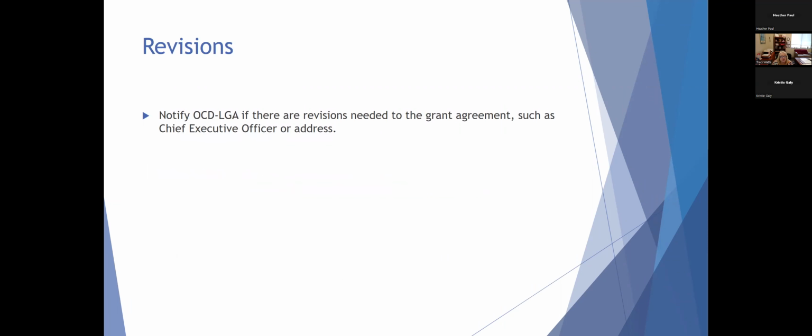Revisions. If you need any revisions to the grant agreement, such as your chief executive officer or an address change that has occurred since the applications were submitted, you can notify me and we can send that out to you.